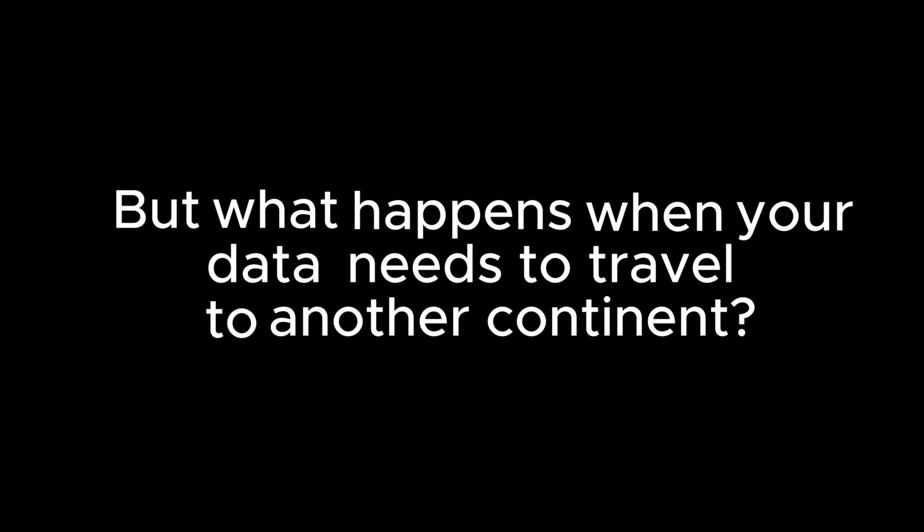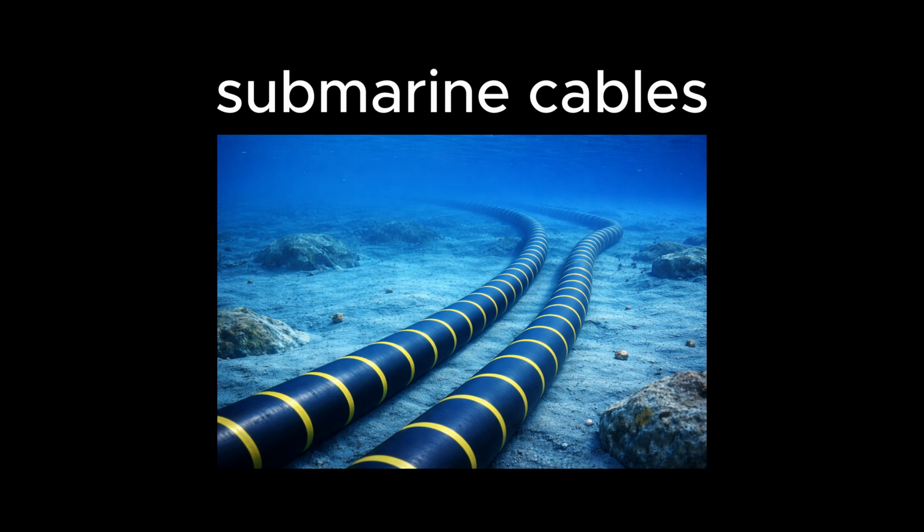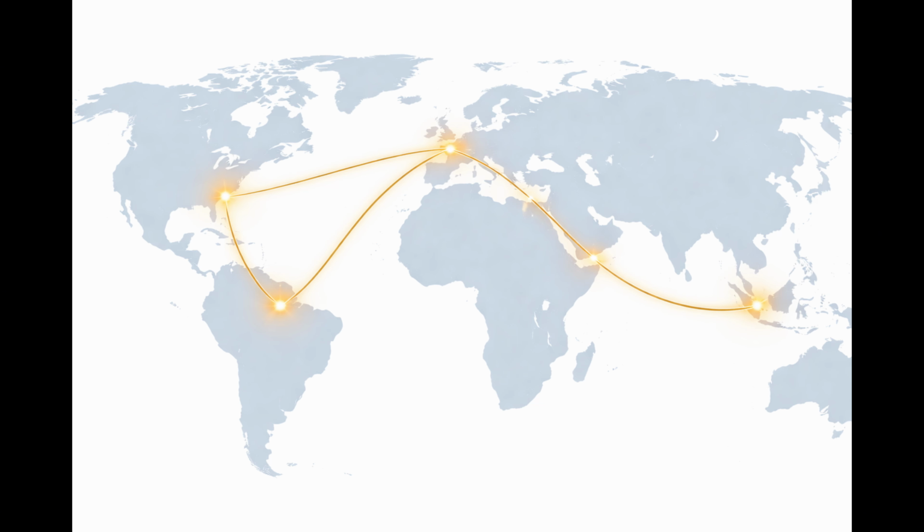But what happens when your data needs to travel to another continent? For example, from Europe to America. In that case, your data travels through submarine cables. These are fiber optic cables laid across the ocean floor. More than 95% of international internet traffic travels through these cables, which means when you send a message overseas, it often travels thousands of kilometers under the ocean.